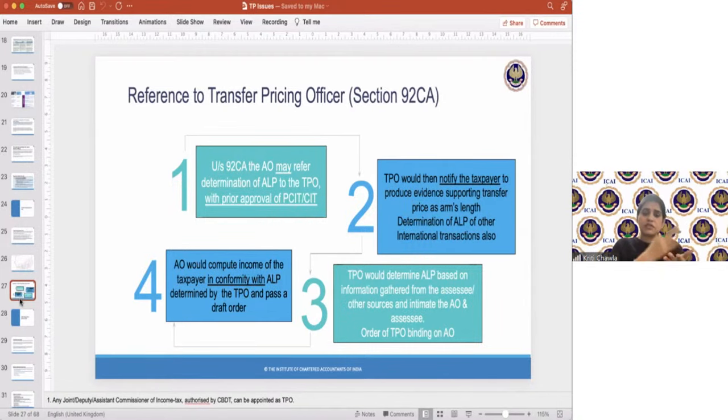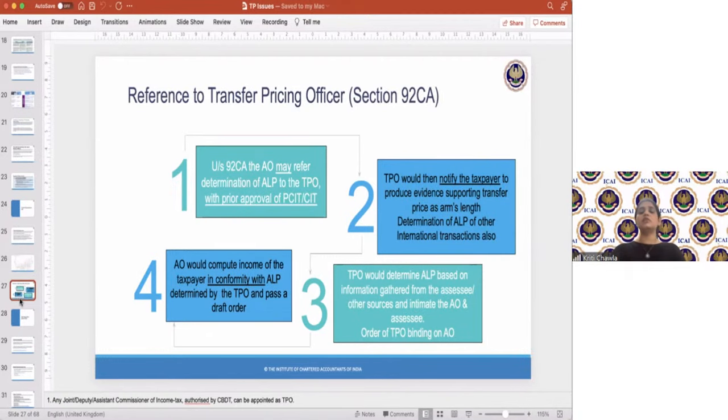So the AO can actually refer the case to the transfer pricing officer, but they'll have to take prior approval of the principal commissioner of income tax or the commissioner of income tax, but they can actually refer the case to the TPO. When the TPO receives that particular case, they will tell the taxpayer that you need to produce more evidence to support the transfer price as ALP. So if you have determined ALP by a particular method, the TPO can get in touch with the taxpayer and ask them to produce more information to substantiate that particular ALP. While going through that particular case, if the TPO feels that there were other international transactions also, then the TPO can determine ALP of those other international transactions also for the same taxpayer.